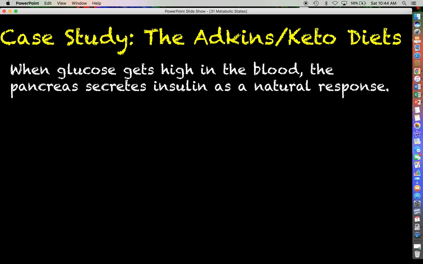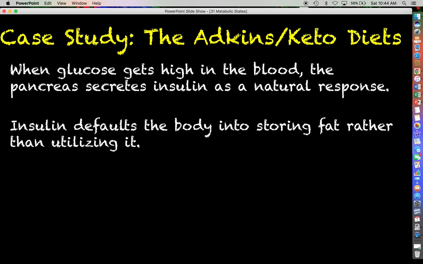So I wanted to use this as an opportunity to explore the underlying philosophy of these diets. Why should these diets work? Why should you lose weight and be healthier by eliminating carbohydrates from your diet? Okay, so we know that when glucose gets high in the blood, the natural response is that the pancreas is going to secrete insulin. What insulin does, and again, we'll explore more of this in chapter 17, is default the body into storing fat rather than utilizing it. Okay, so let's think about that for a second. Storing fat rather than utilizing it.